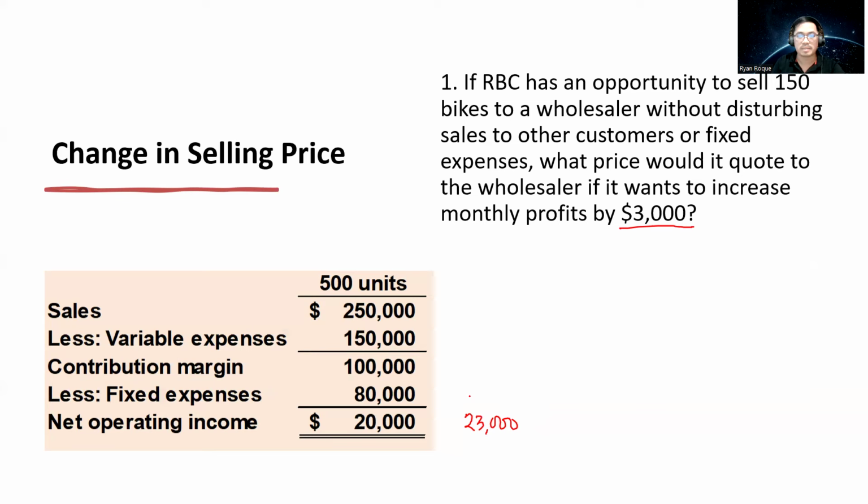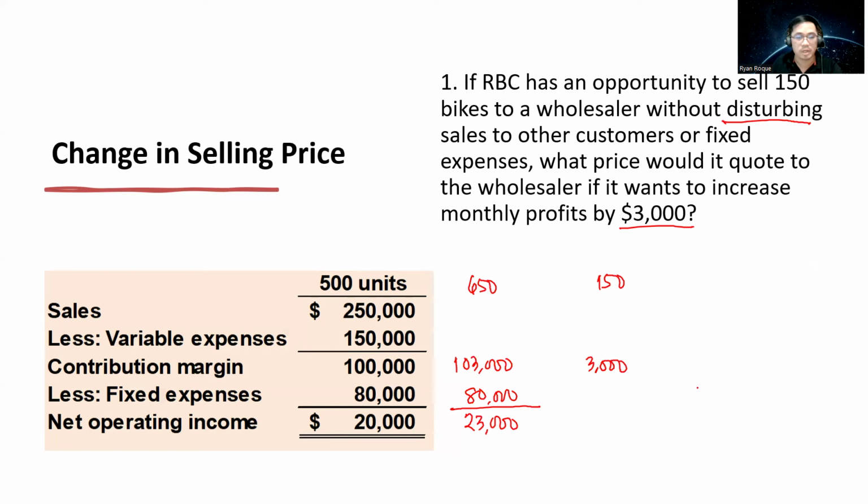Your fixed expenses were not actually disturbed, so it is still 80,000. So we just work back. What would be your new contribution margin? That is 103,000. Remember, the 103,000 contribution margin is for 650 units, and you will not be disturbing any sales to the other customers. So you have to take out the contribution margin pertaining only to 150 units. With that, the CM for 150 units would be 3,000.